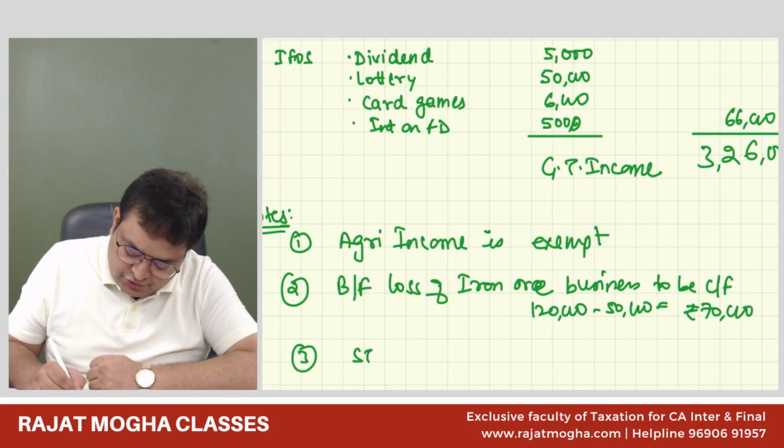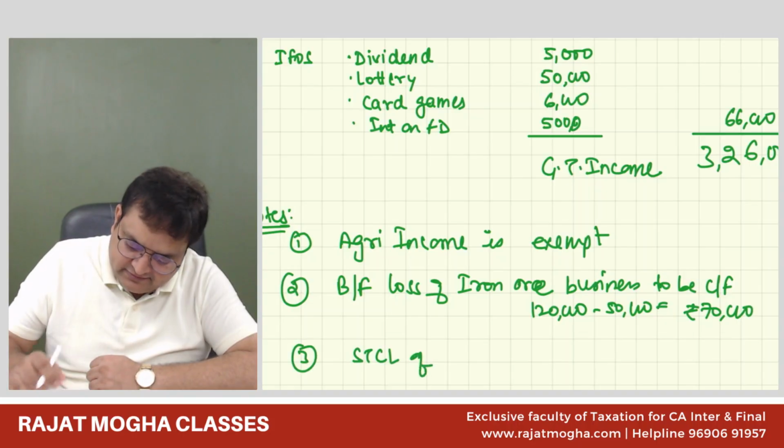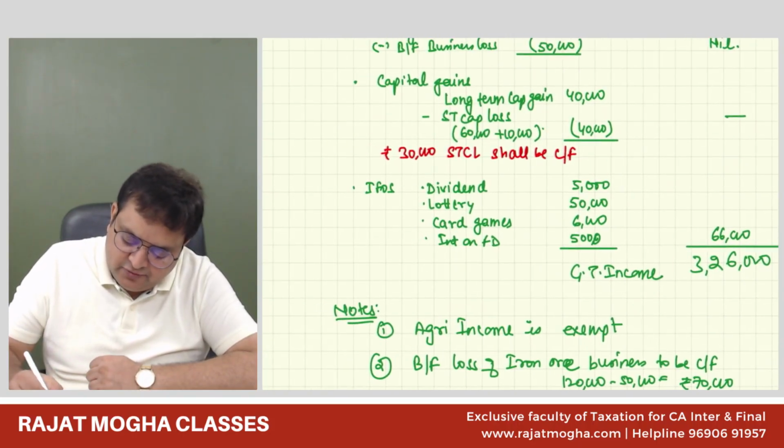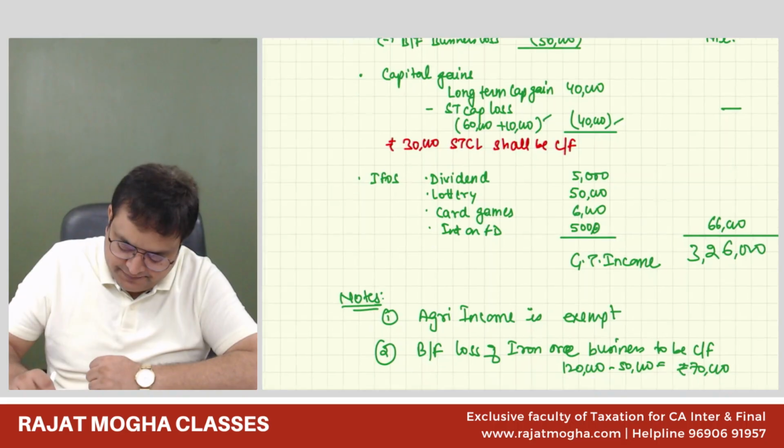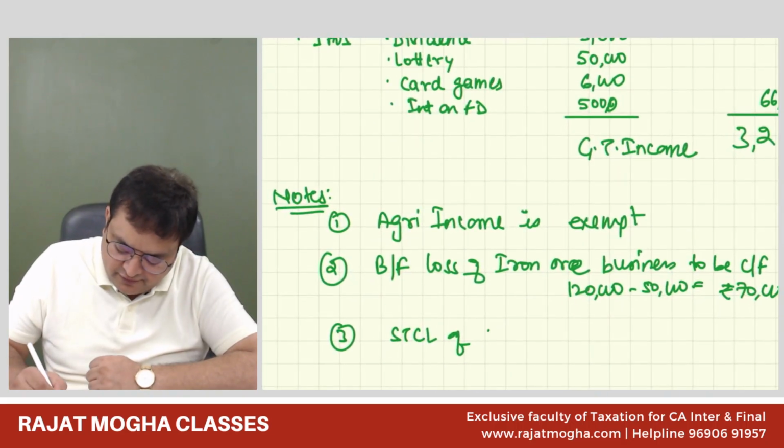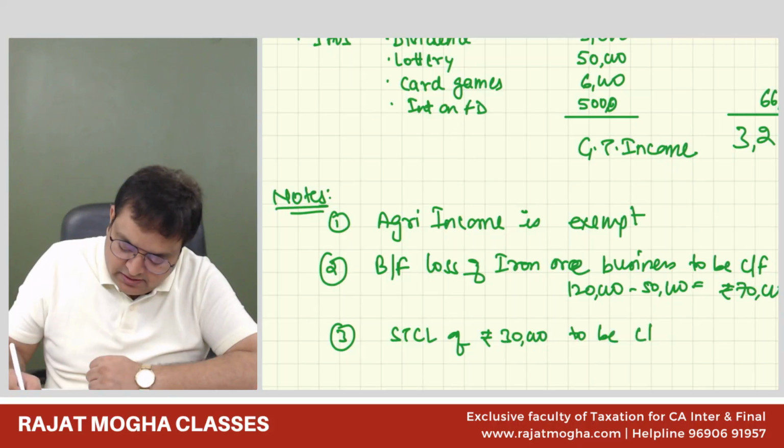Third, short-term capital loss of rupees. So there was 70,000 rupees of loss. 40,000 has been set off. Short-term capital loss of rupees 30,000 to be carried forward.